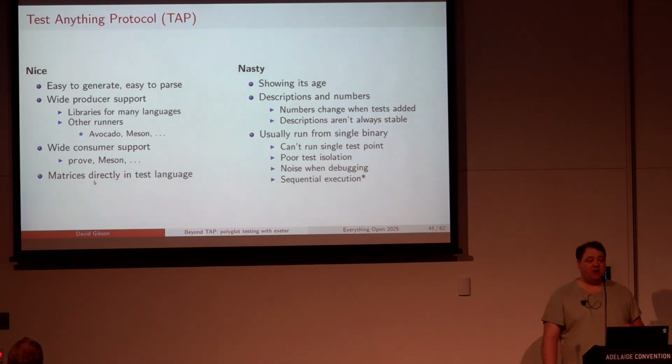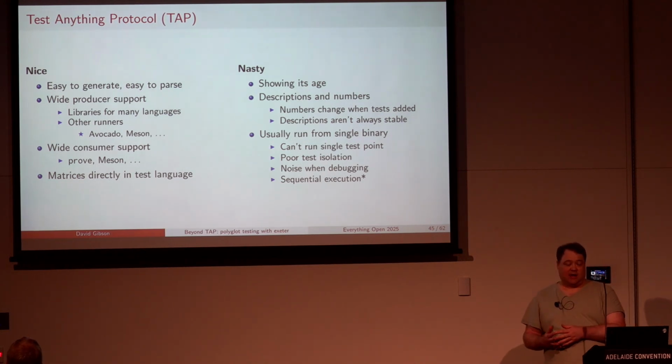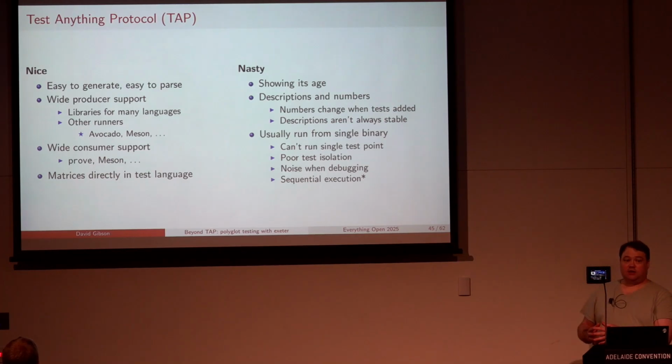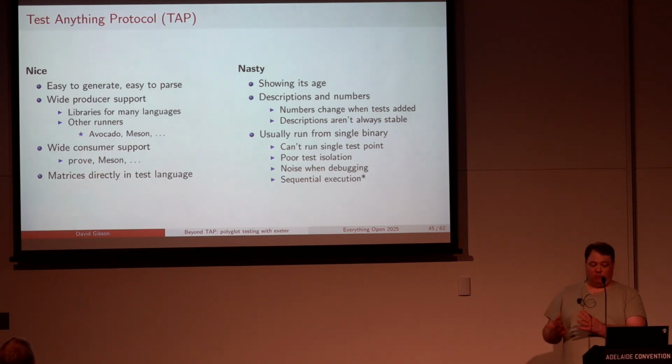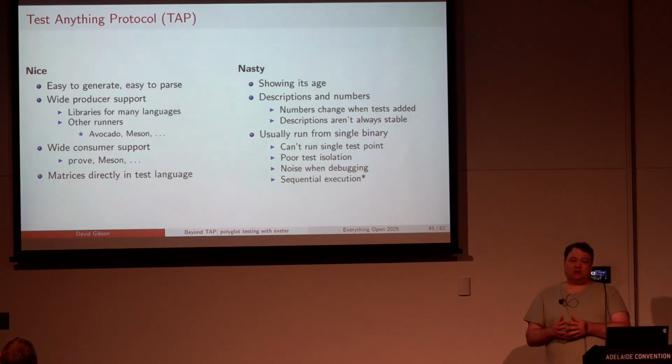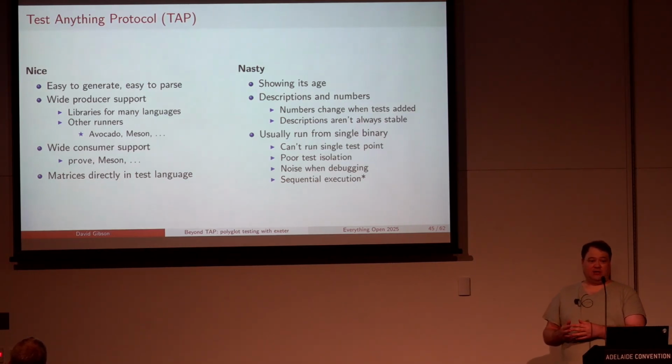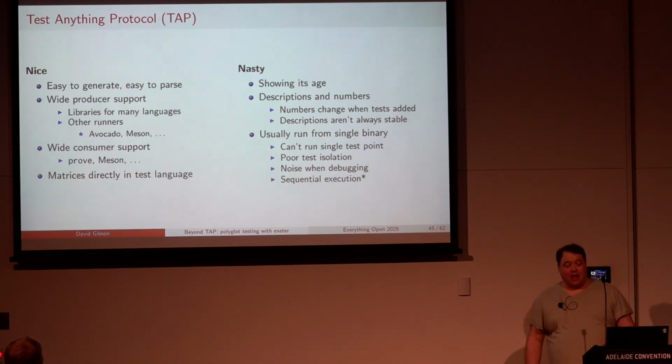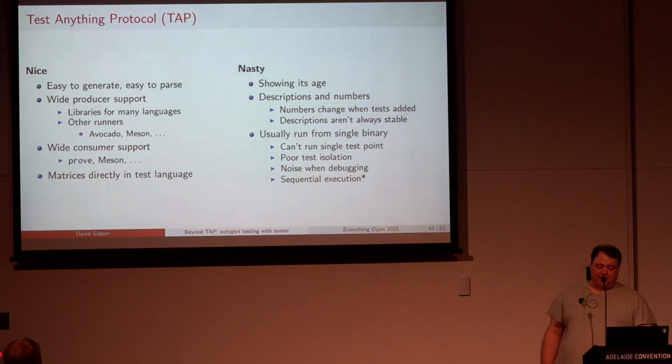TAP is easy to generate, it's easy to parse. Lots of things produce it, as well as there being libraries for basically every language. There are other test runners that can generate TAP output, so Avocado and Mason can both do that. A lot of things can consume it and report on it, so prove is the classic Perl one. Mason can do it. Avocado can sort of do it, although it's got some limitations. And you can write your matrices directly in your test language, so nothing new to learn. Hooray. It is showing its age a bit.